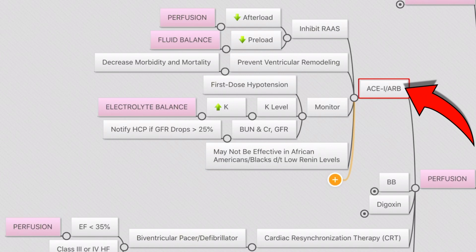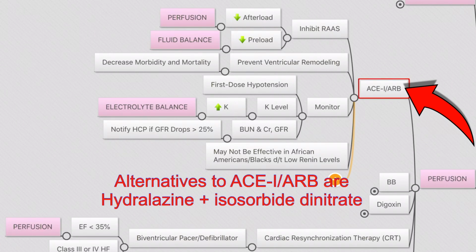Now, what would you monitor when you provide ACE inhibitors or ARBs to the patient? Very commonly, the patient is going to experience what we call a first dose hypotension. So monitoring their blood pressure is vital. Then you want to monitor potassium level because it might lead to hyperkalemia. So electrolyte balance is a concept here. Another thing you want to monitor will be their renal function. So BUN, creatinine, and GFR. You want to notify the healthcare provider if the GFR drops more than 25%. Now, ACE inhibitors or ARBs may not be effective in African Americans or Blacks because they have low renin.